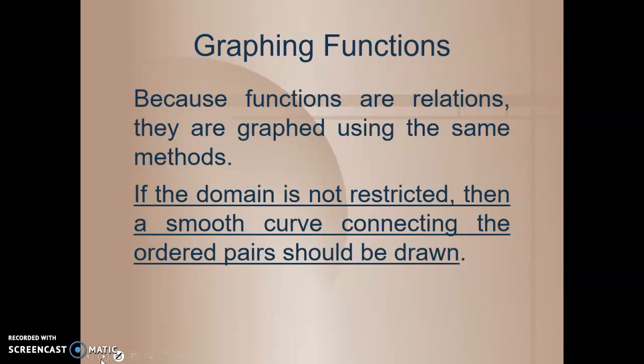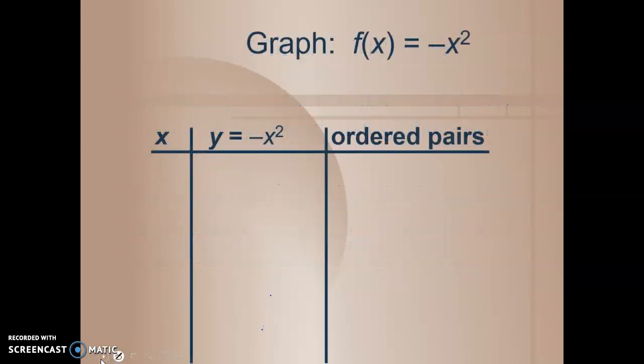So if we're not told specific points, then what we're going to do is create a line or a smooth curve. So let's look at this function. We have f of x equals negative x squared. We're going to create our t-chart. We have x on the left, we have our function rule in the middle, and then we have our ordered pairs that we'll get in the right.